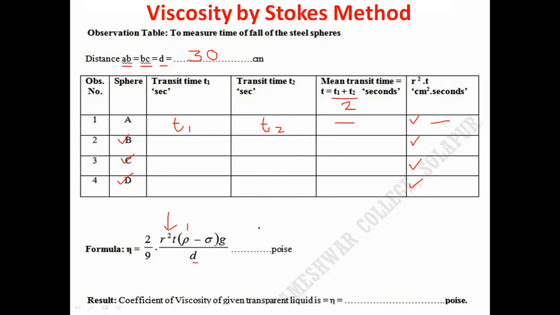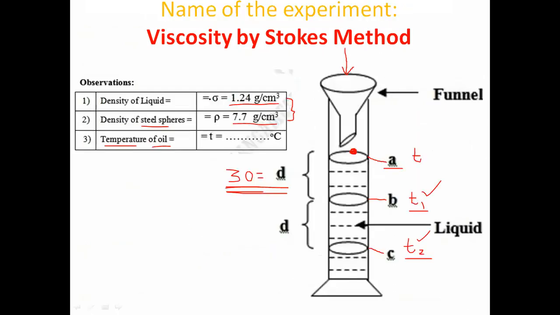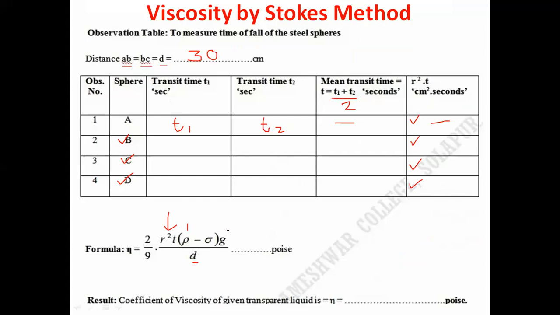Sorry, sigma is 1.24 and rho is 7.7 gram per centimeter cube. So here rho is 7.7 minus sigma is 1.24 into g divided by d. So d is 30 centimeter. So whatever you will get after solving is the value of coefficient of viscosity of that particular liquid in poise for A sphere.